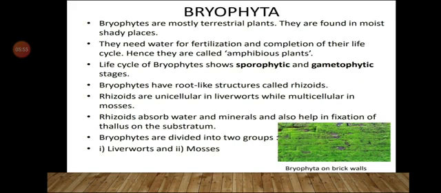Bryophytes are divided into two groups, that is liverworts and mosses. I hope all these salient features of bryophytes are clear to you. I repeat, bryophytes are terrestrial plants that live on land, but for fertilization and completion of their life cycle they need water, so they are called amphibious plants. Their life cycle shows sporophytic as well as gametophytic generation. They have root-like structures known as rhizoids, unicellular in liverworts and multicellular in mosses. Rhizoids absorb water and minerals and help in fixation of thallus on the substratum.